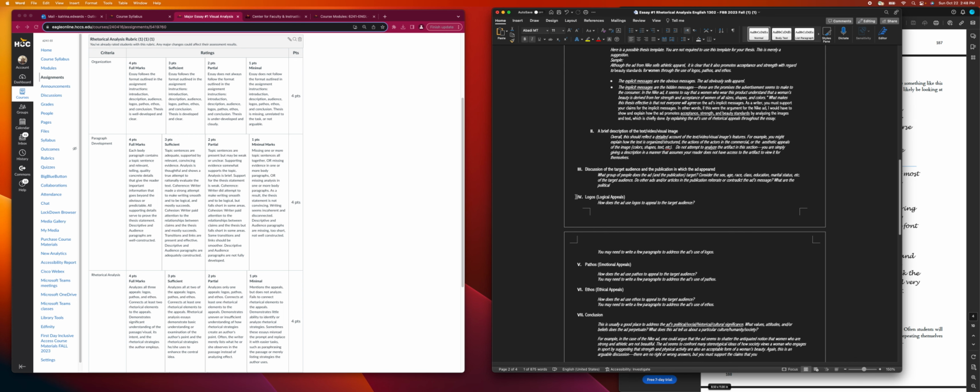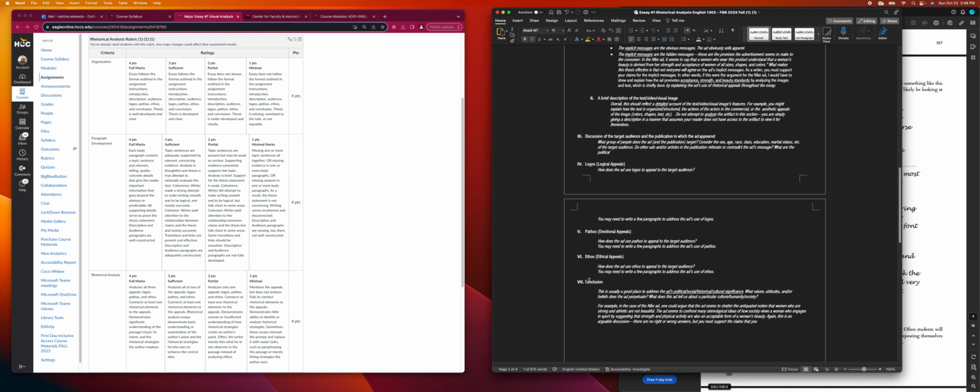Now, when you get to the body of your essay, this is where you're going to start to discuss the appeals. And please note, each of the appeals gets its own paragraph. Do not discuss pathos and ethos together. Right? I want you to do them separately. I want one paragraph on logos, one on pathos, one on ethos. And then I want you to provide your conclusion.